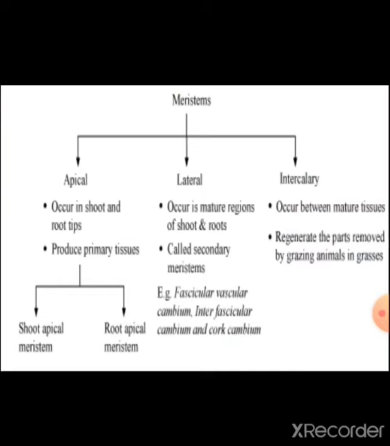In this chart, we show three types of meristematic tissue: apical, lateral and intercalary. We take the first, apical meristem. This is found at the apices of shoots and root tips. Lateral occurs in mature regions of shoots and roots. Intercalary occurs between mature tissues.